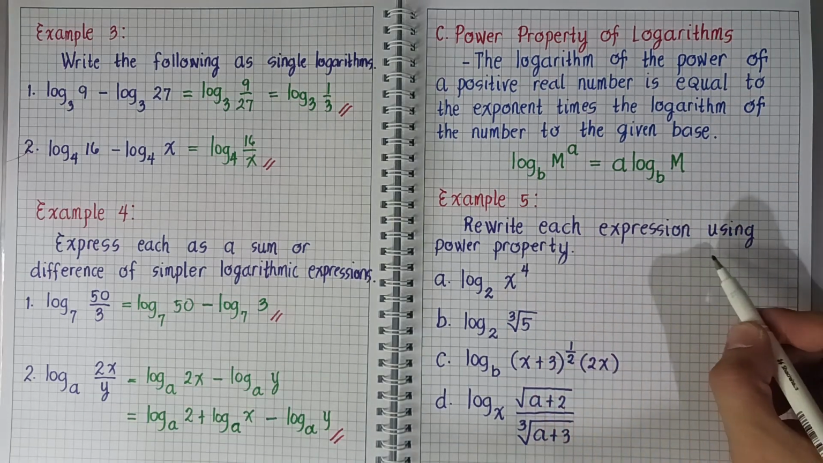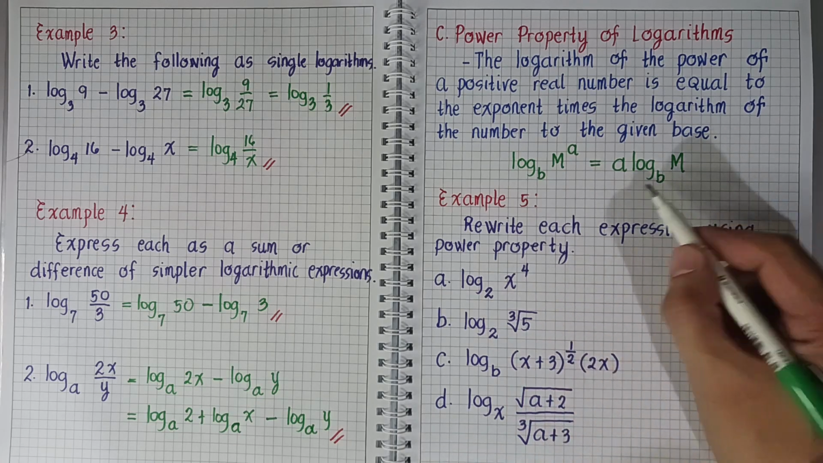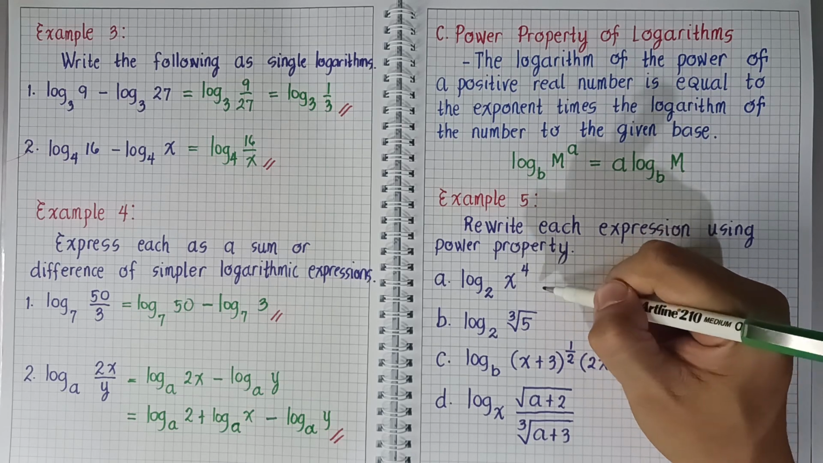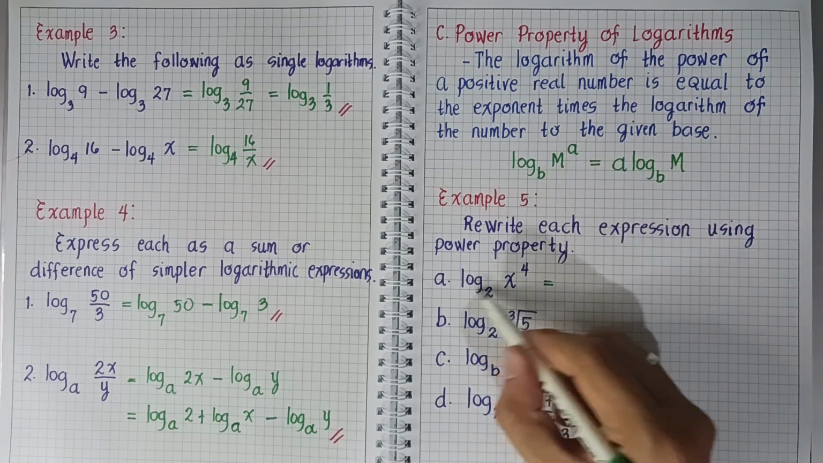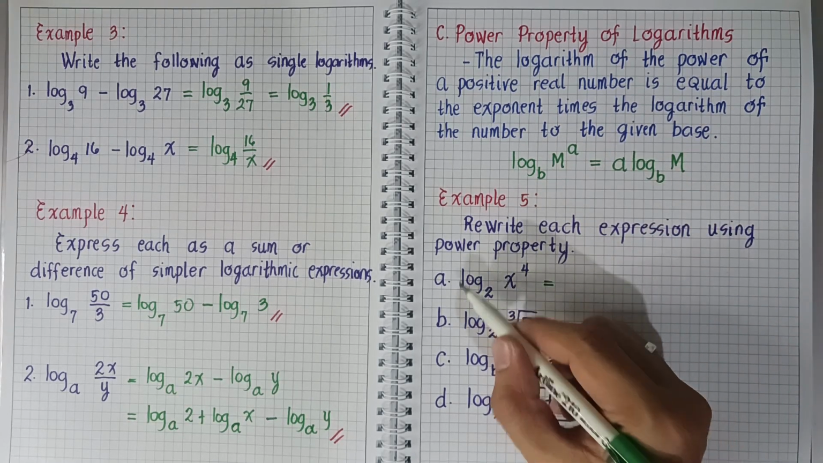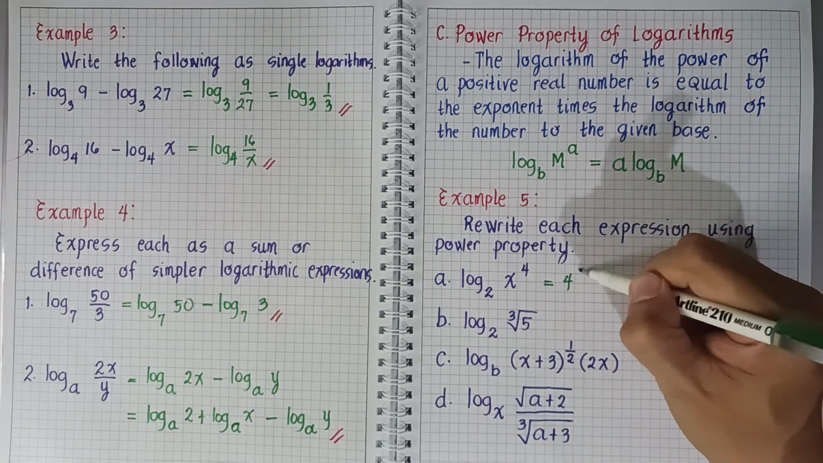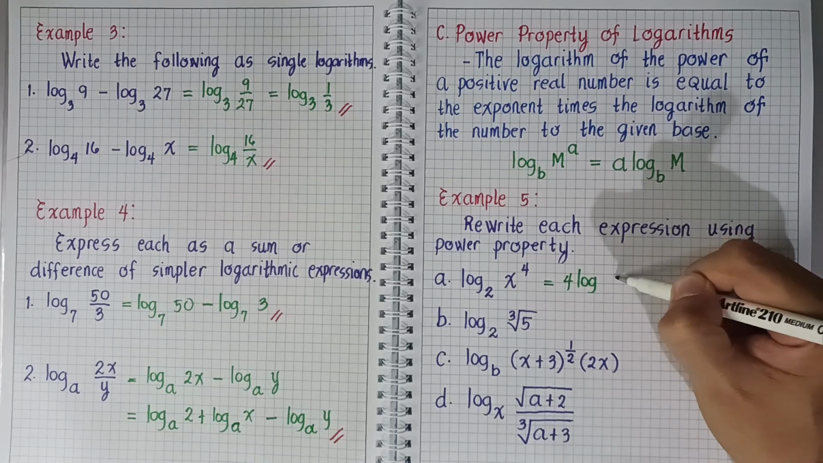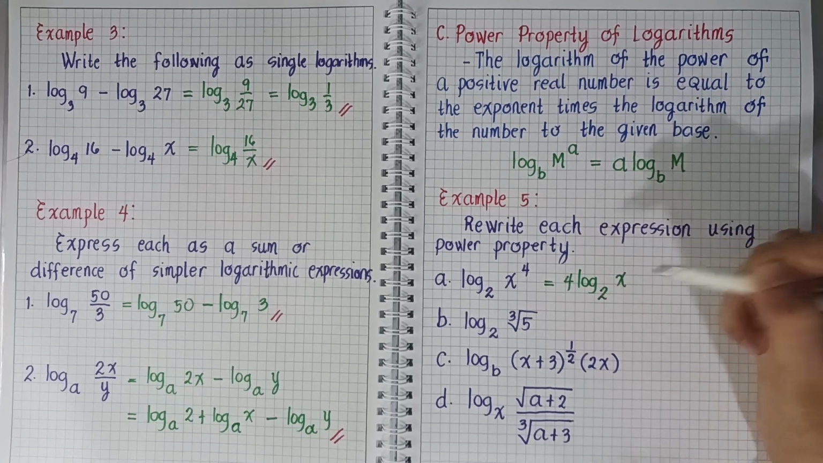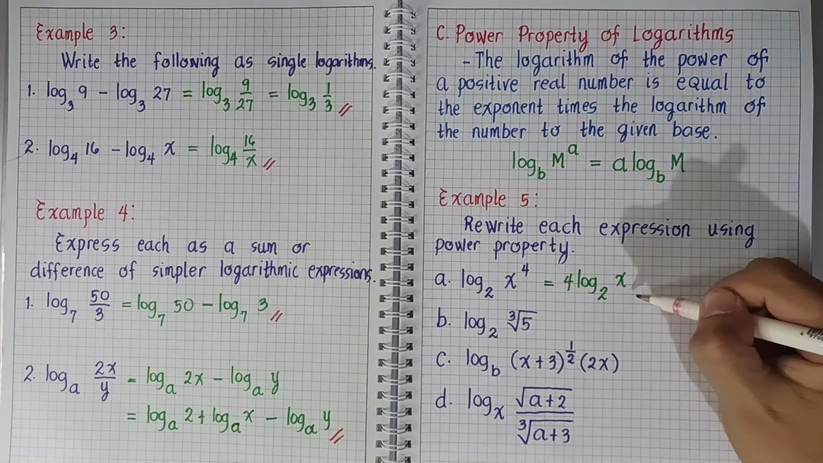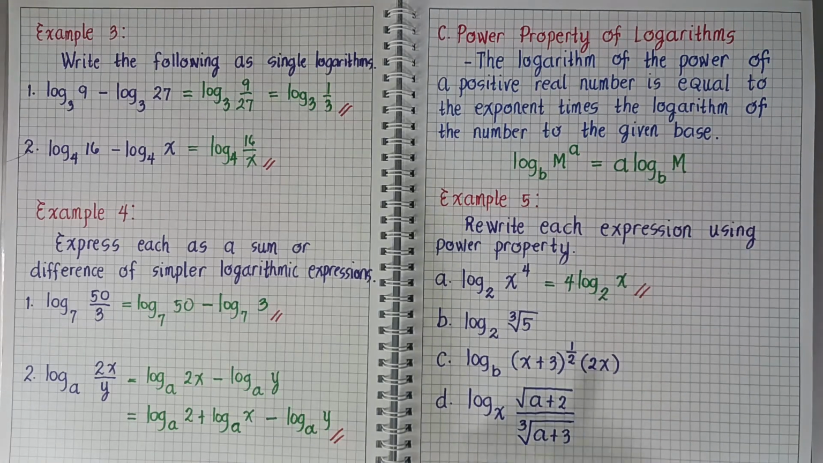Okay, example number 5. Rewrite each expression using power property. So, guys, ito yun. I-apply natin yan. So, dito, for letter A, since ito lang naman siya, guys, we have exponent, ilipat lang natin. So, this becomes 4. Okay. The logarithm of x to the base 2. So, that's the answer. Okay. Next.